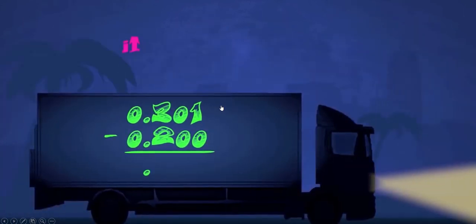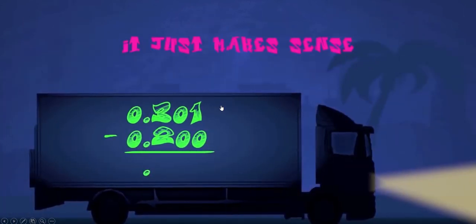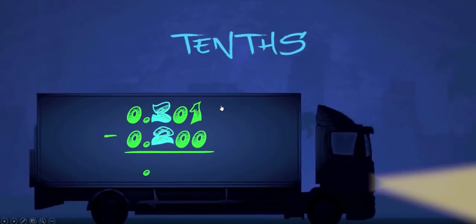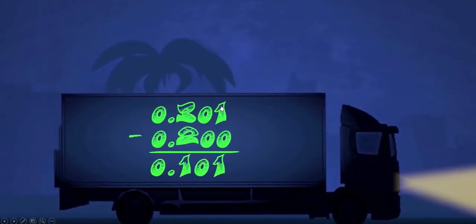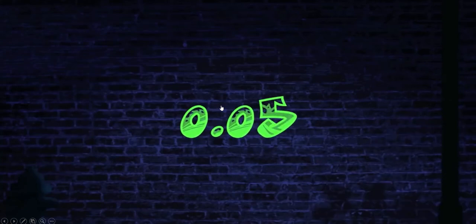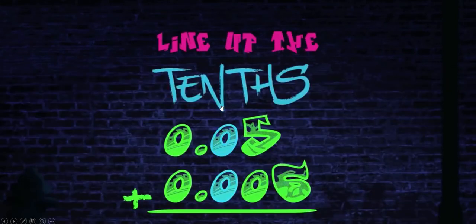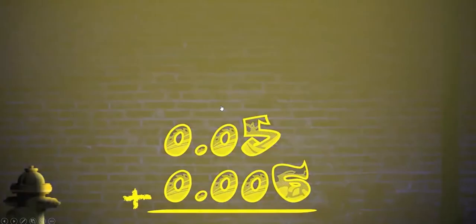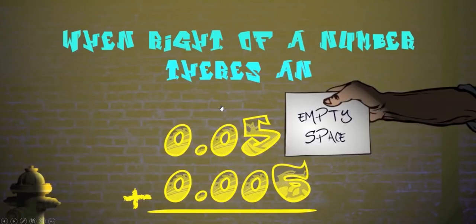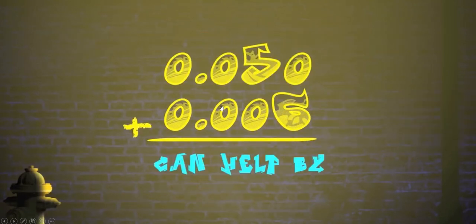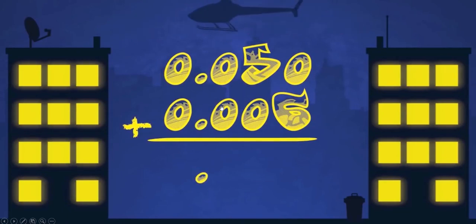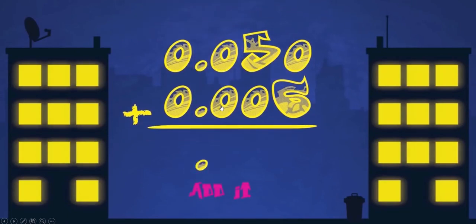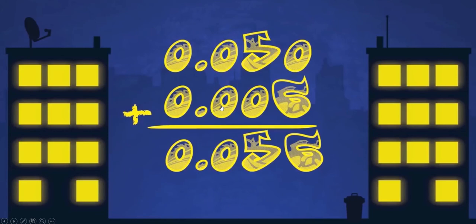Find the sum or difference. It just makes sense. Line up the tenths, hundreds and thousands. To add 500s and 6,000s, line up the place values with confidence. When right of a number there's an empty space, writing zeros can help by holding the place. The decimal point drops directly below so that the points line up in a row. Added up, 56 thousandths is the sum. It feels so good to know that this problem is done.